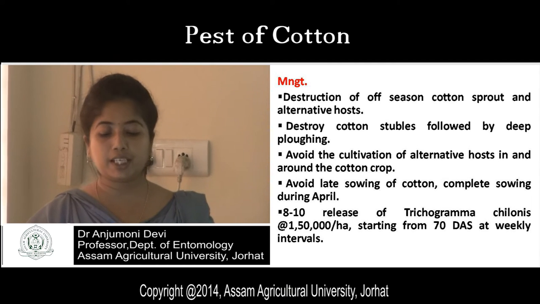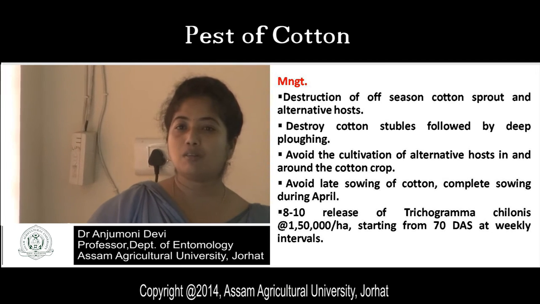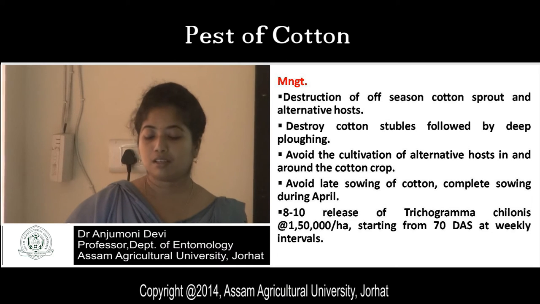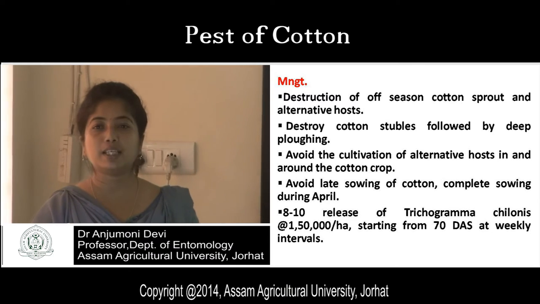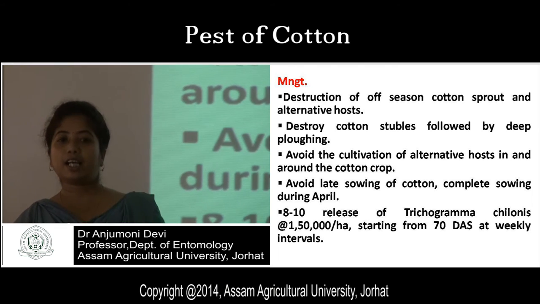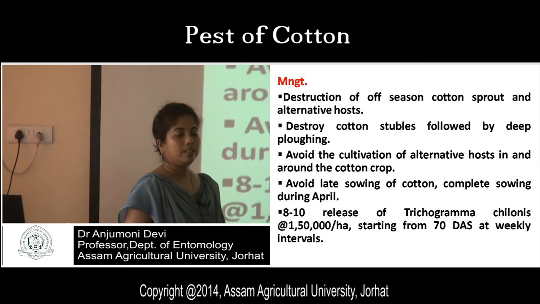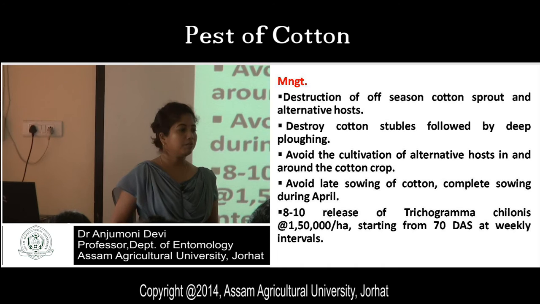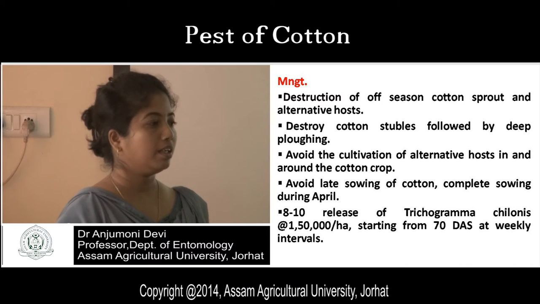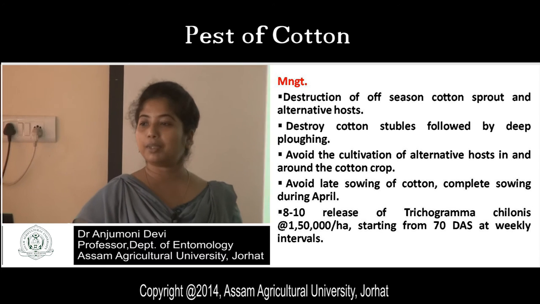Then release of Trichogramma chilonis. It is an egg parasitoid of Lepidopteran pests, released at the rate of 1,50,000 per hectare, starting from 70 days after sowing at weekly intervals. When we release the Trichogramma in the field, the adult Trichogramma go searching for the eggs of the bollworms and parasitize those eggs. And if we go for continuous release of this biocontrol agent from 70 days after sowing, it will save the crop because this insect destroys the eggs of the bollworms.